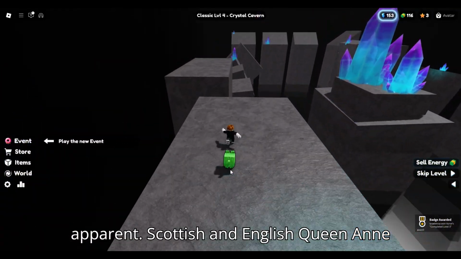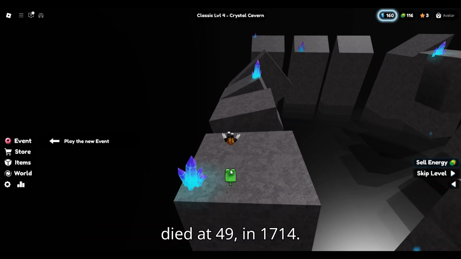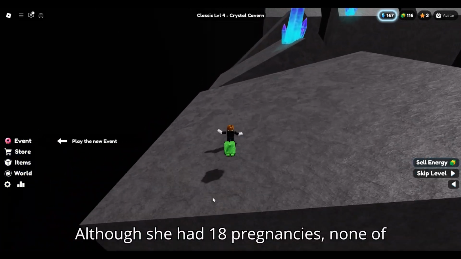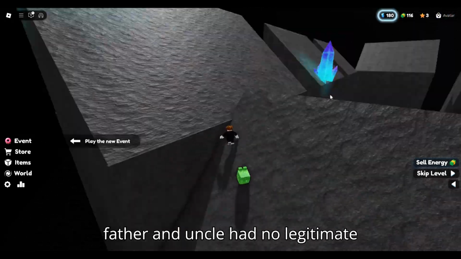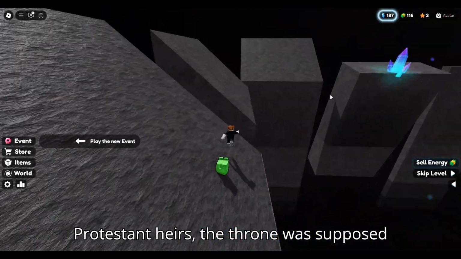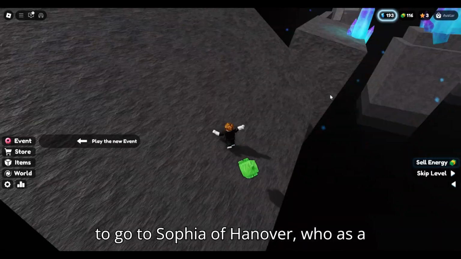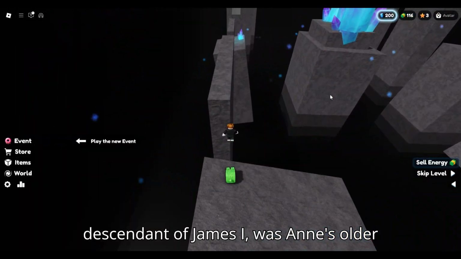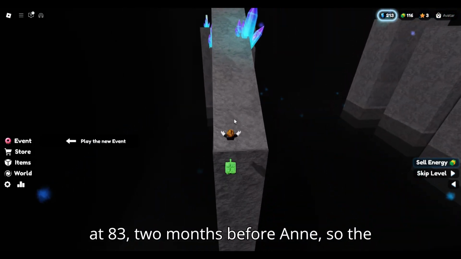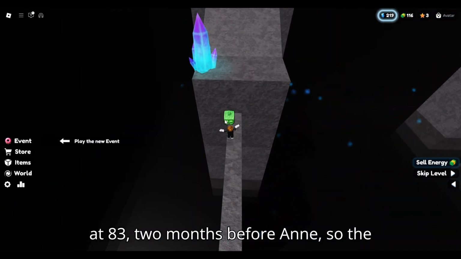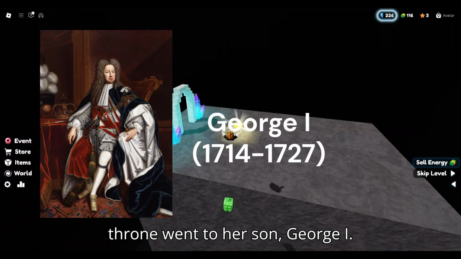Scottish and English Queen Anne died at 49, in 1714. Although she had 18 pregnancies, none of her children survived. And since both her father and uncle had no legitimate Protestant heirs, the throne was supposed to go to Sophia of Hanover, who, as a descendant of James I, was Anne's older first cousin once removed. But she died at 83, 2 months before Anne, so the throne went to her son, George I.